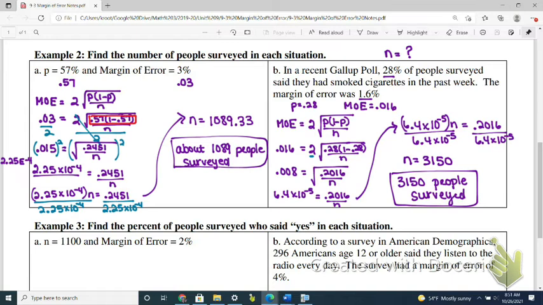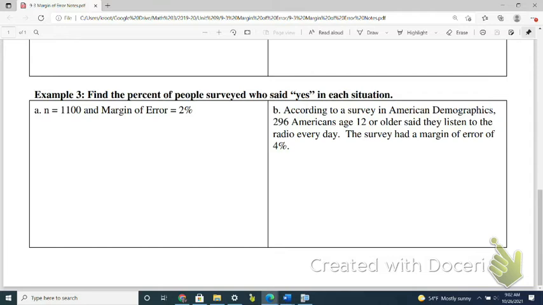Okay, let's look at the last part. Now we're going to solve for P. So it says find the percent of people surveyed who said yes in each situation. So I'm looking for my p-value.